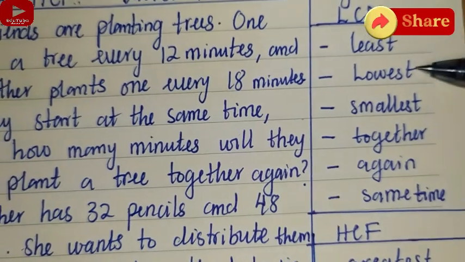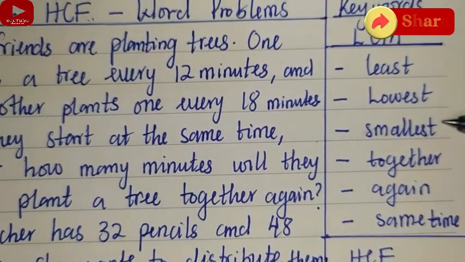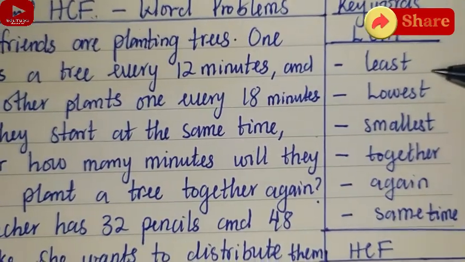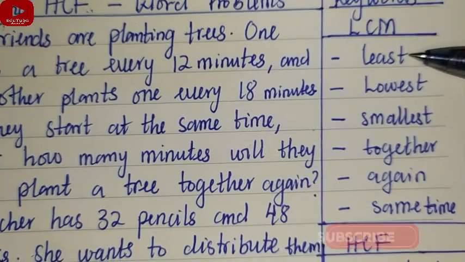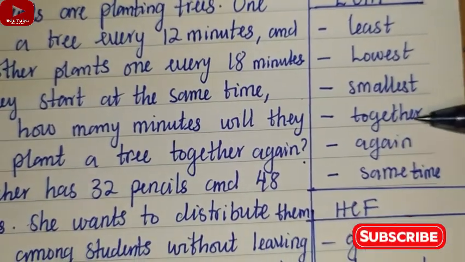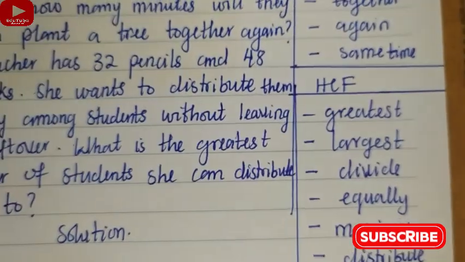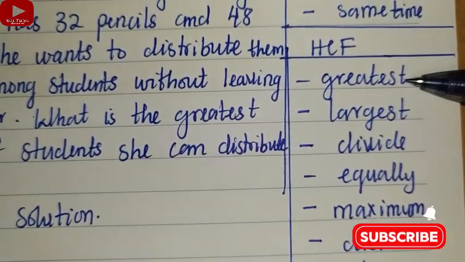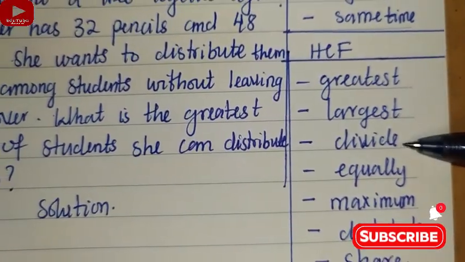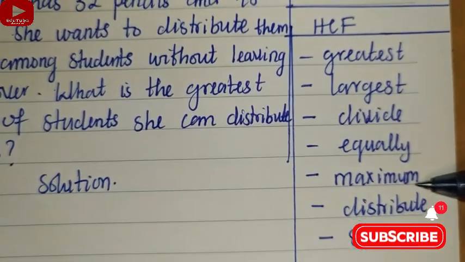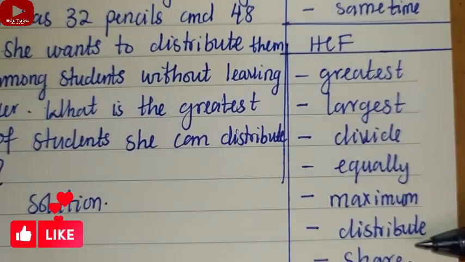So these are keywords you will need to look out for when you want to determine whether a problem is LCM. Least, lowest, smallest, together, again, and same time. And for HCF, we will look out for words like greatest, largest, divide, equally, maximum, distribute, and share.